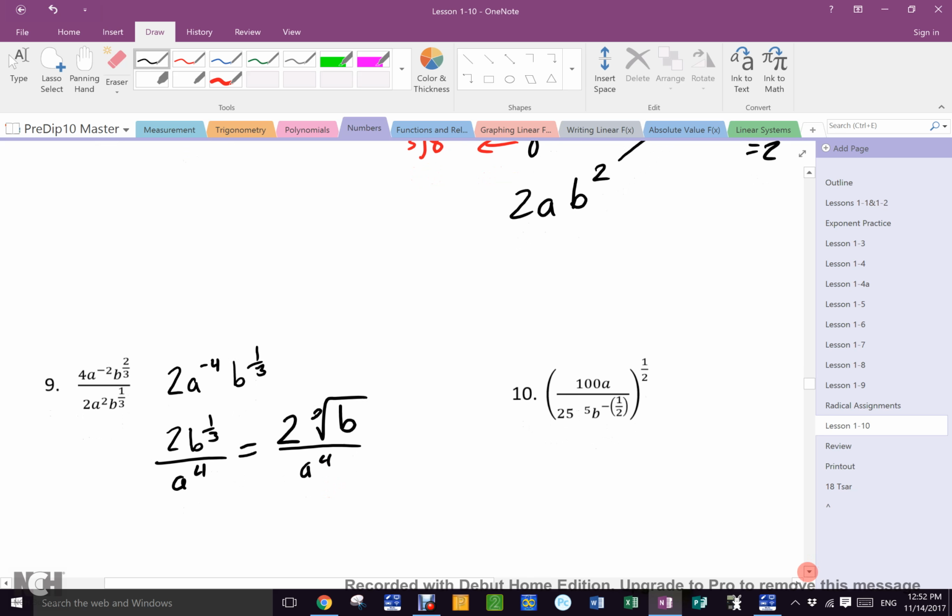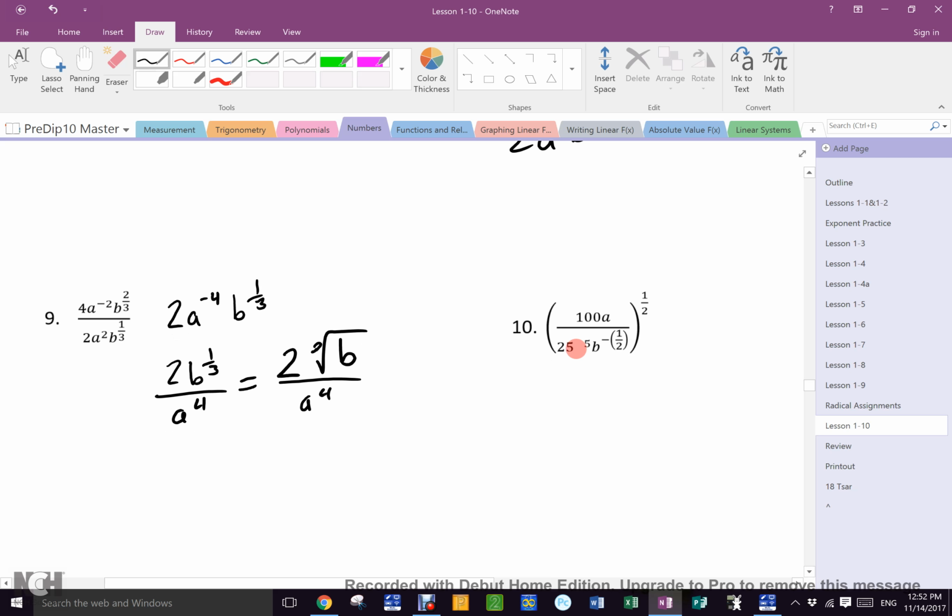Tell me the 2 ways you could do number 10. There's supposed to be an A there. What are the 2 ways you could do 10? You could distribute the half to everything. Is that ugly? I find it to be a little ugly. What is your other option? You can also simplify inside the brackets.